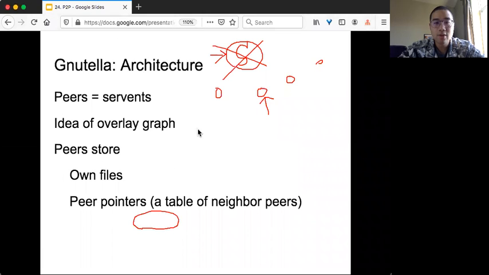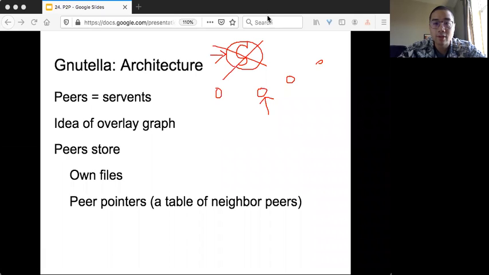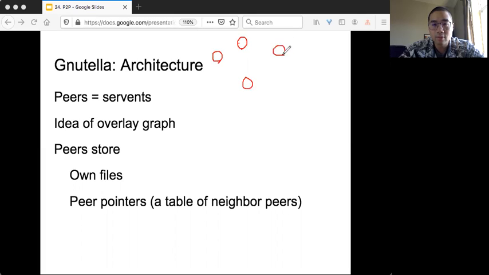So what they do is that the idea is you have some overlay graph. In terms of the communication graph, it's a multi-hop thing because that's more efficient. You don't really need to know everyone that you are going to talk to. Okay, so an example overlay graph, or communication graph, looks like this.